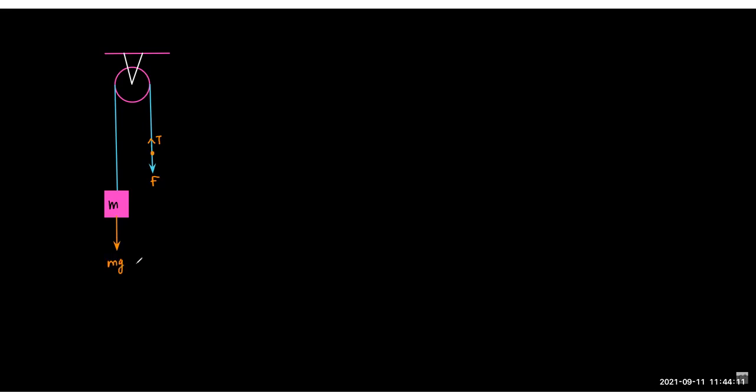Now, this is a very common confusion: if we apply force F, is the tension equal to F or is the tension equal to mg? The answer is T is always equal to F, not mg. It may be equal to mg depending on the situation. If the block is at rest, then it may be. So here we are seeing two things. On one side, a direct force is applied on the string. On the other side, we have a block of mass.